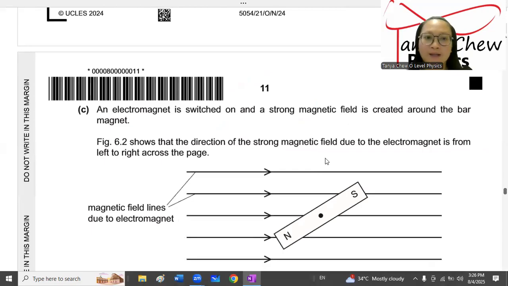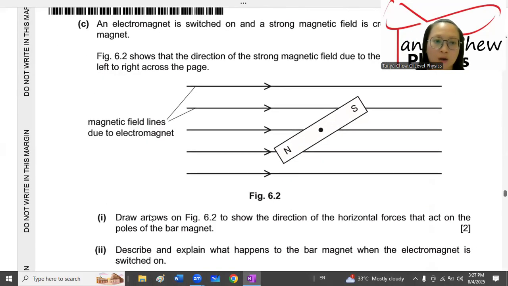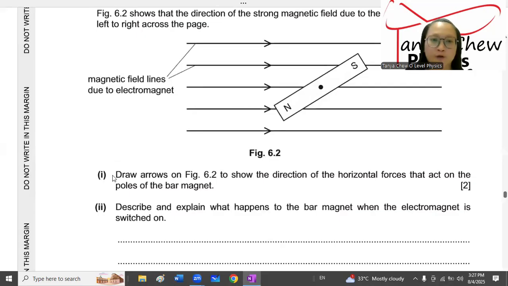Now see, an electromagnet is switched on and a strong magnetic field is created around the bar magnet. Fig 6.2 shows that the direction of the strong magnetic field due to the electromagnet is from left to right across the page. Right, first part, draw arrows on Fig 6.2 to show the direction of the horizontal forces that act on the poles of the bar magnet. Identify which is the bar magnet, the north-south pole given.